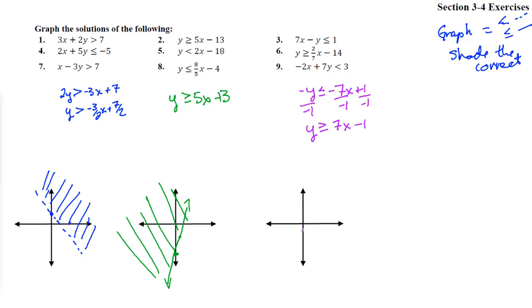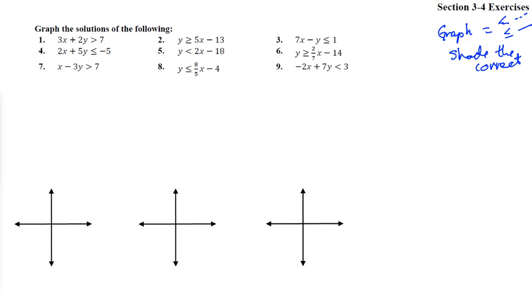So here we're at 0, negative 1. And the slope is up 7 over 1. Solid line. And we end up with, hey, y is bigger than again. So we're going to go on this side, up from the line.